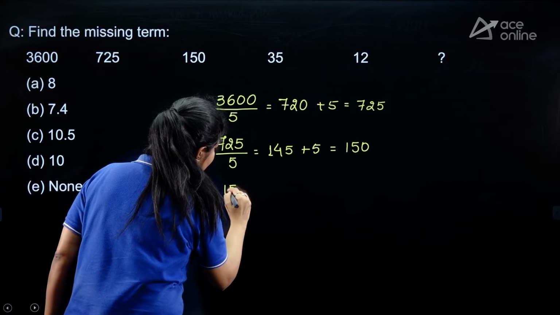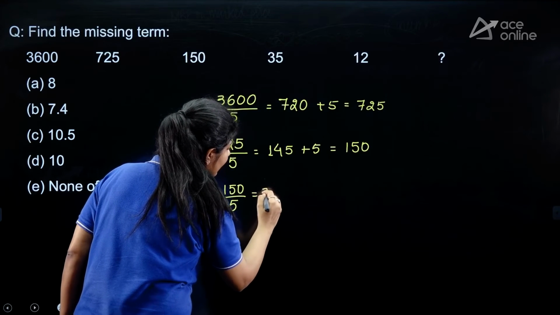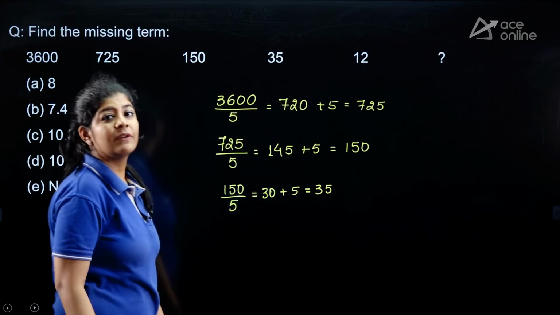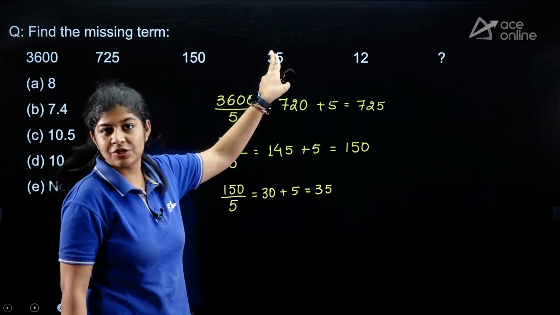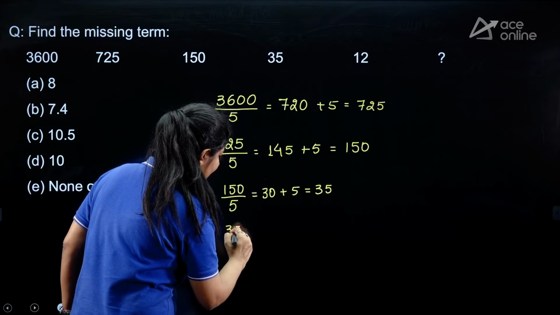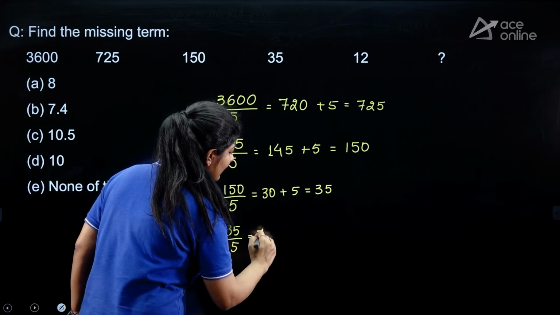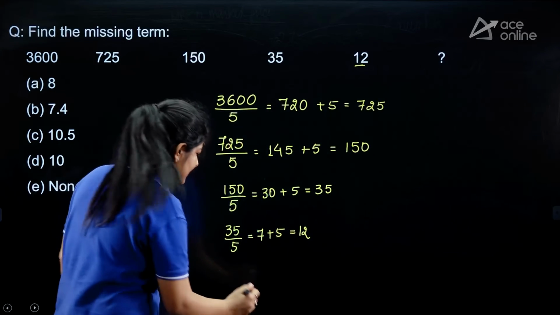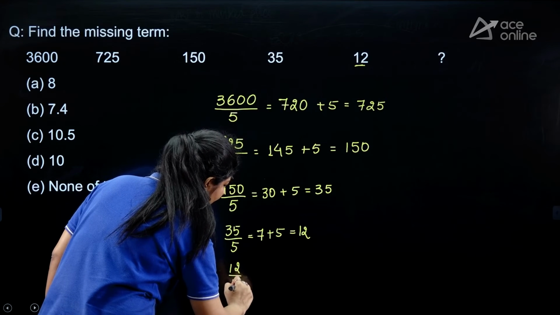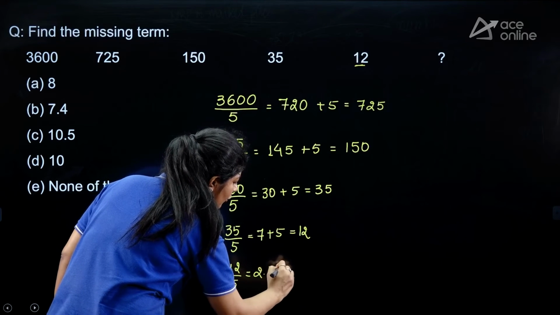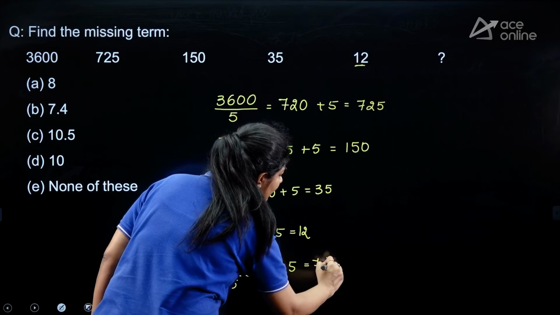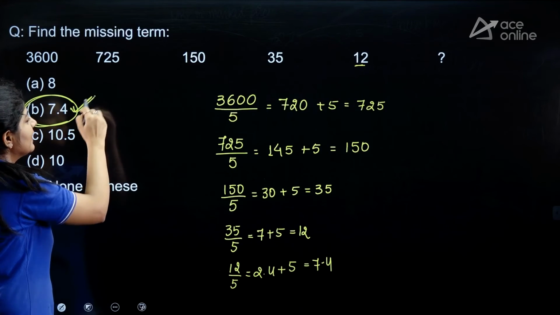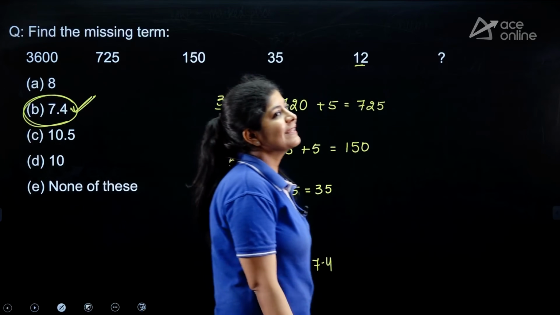Now 150 divided by 5 is 30. Again if I add 5 to it, it gives me 35, which is mentioned over here. Now 35 divided by 5 is 7. 7 plus 5 is 12, right? So the next number can be calculated as 12 divided by 5, which is 2.4. 2.4 plus 5 is 7.4. Are we having 7.4 in our options? Yes, that means option B is the correct one.